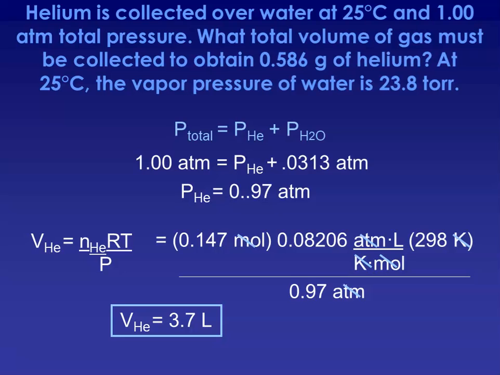And I did 2 sig figs because of the pressure conversion. Because when I did the subtraction for the pressures, if you take a look up there, you'll see the total pressure had 2 decimal places. The water pressure had 4 decimal places when I converted it. So I would want to round my pressure to 2 decimal places.